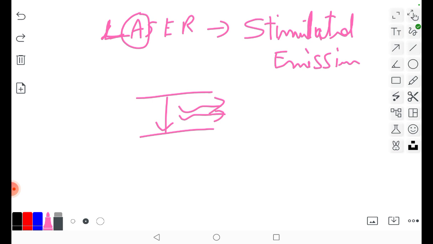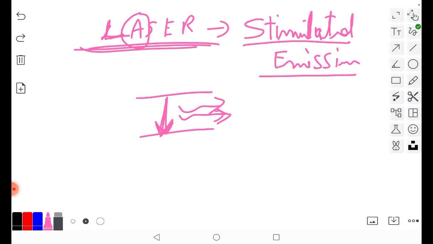Okay, and the process by which an atom is forced to come down, we are giving some stimulation, so hence it is called stimulated emission. So this is the basic principle, or basic theory, behind laser. So based on this, we have built many kinds of lasers, thousands and thousands of lasers so far. Basically, we have majorly 7 to 8 types of lasers, and through these lasers you can produce a number of radiations.